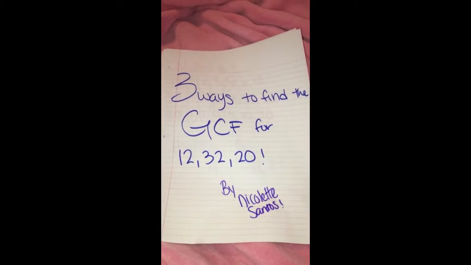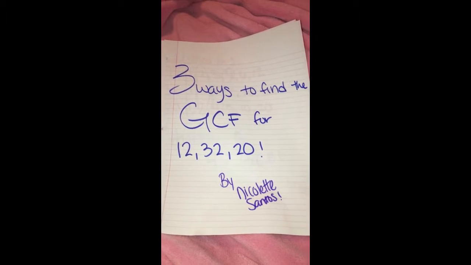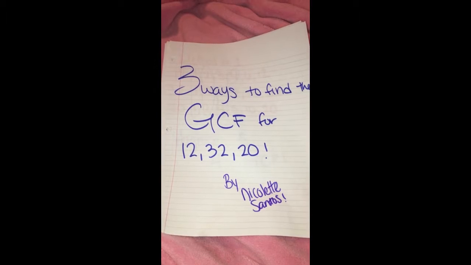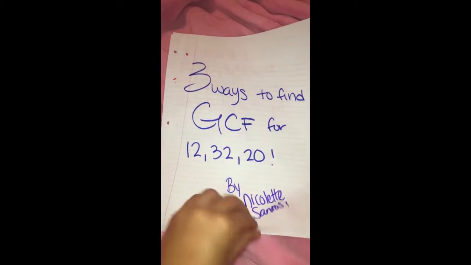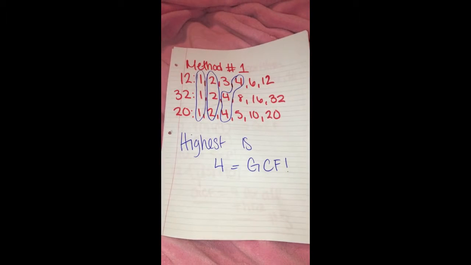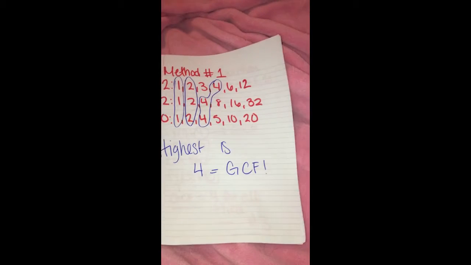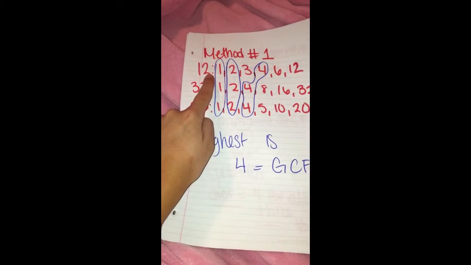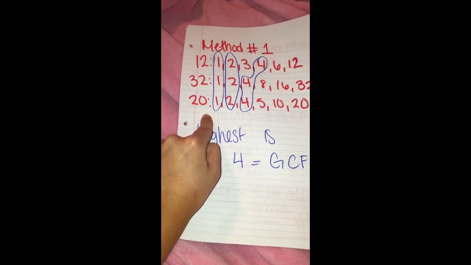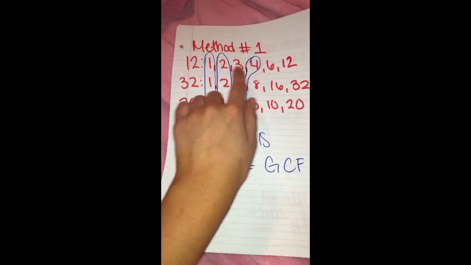Alright, so in this video I will show you in 3 ways how to find the GCF for the numbers 12, 32, and 20. The first method is the easiest method and usually taught in elementary school. Method 1. You take all 3 of your numbers, 12, 32, and 20. You factor out for each number.